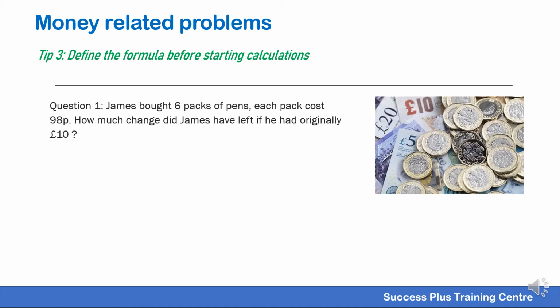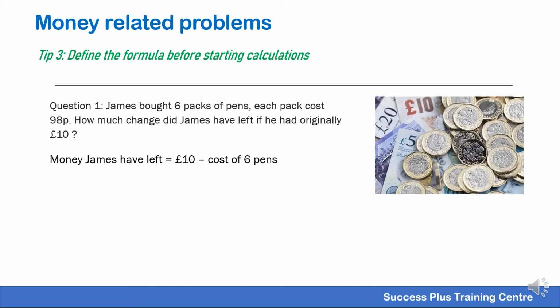James bought 6 packs of pens. Each pack cost 98p. How much change did James have left if he had originally £10? Most students are likely to start working out the cost of 6 pens and likely to use this value as an answer to the question. And that's because they will be under pressure to complete all questions in time during the test. And they're likely to forget about the £10 and the fact that the question is asking for how much James had left. The best approach to answer this question accurately is by defining the formula.